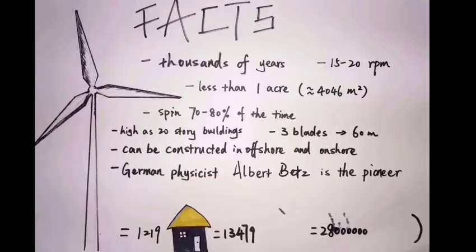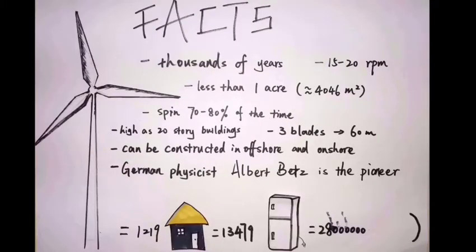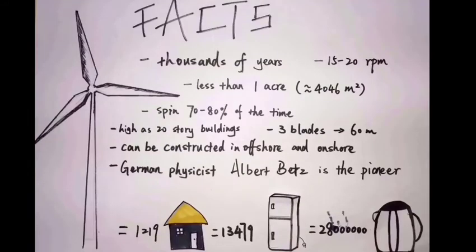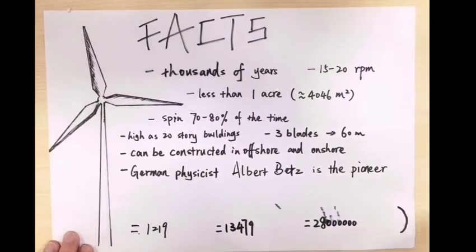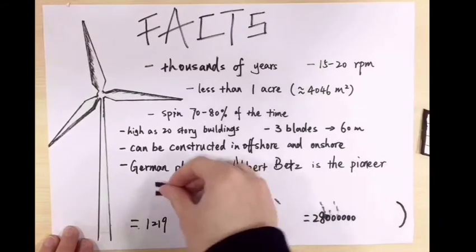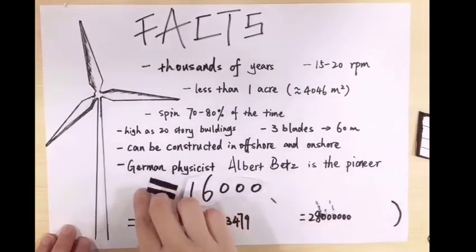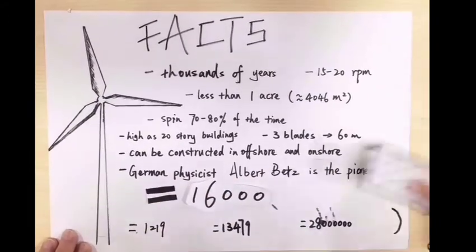We found that one wind turbine can provide power for 1,219 homes, as well as 30,000 refrigerators and 28 million kettles too. The most important thing that we found is that it can provide the same amount of energy as 16,000 solar panels.